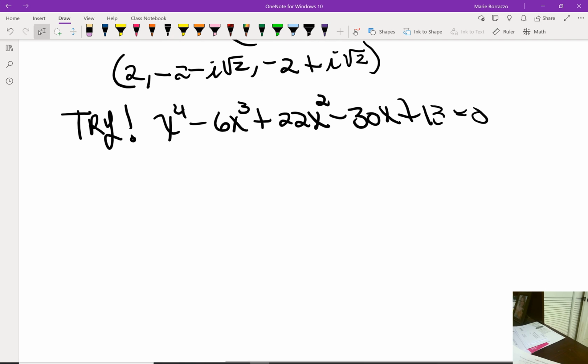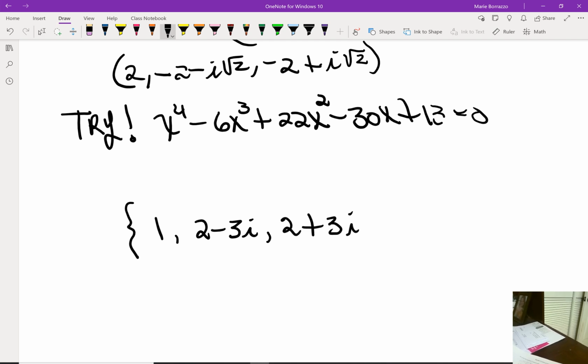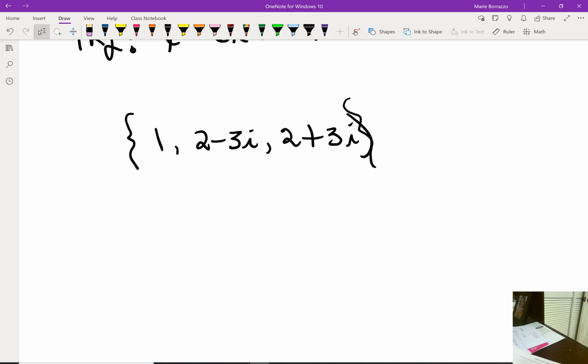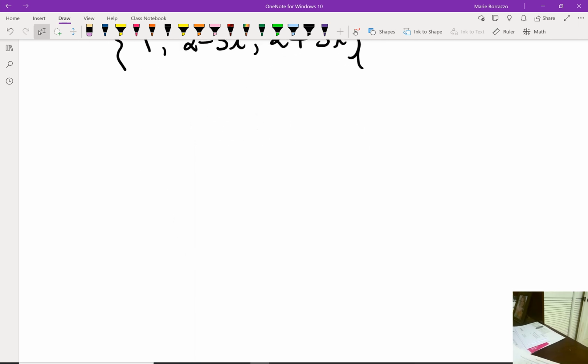All right, so go ahead, pause the video, and the solution to this is going to be 1, comma, 2 minus 3i, comma, 2 plus 3i. Remember, you always have to have that conjugate. All right, I have the last 2 concepts. So this one is, again, one of those concepts that you might be missing on the SAT. So I'm going to try to drive it home.